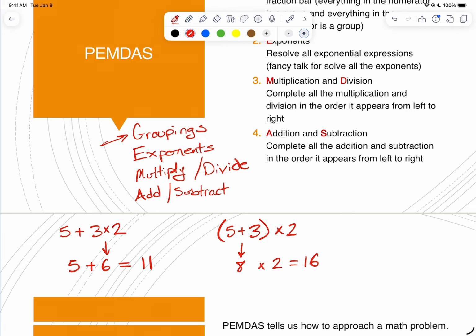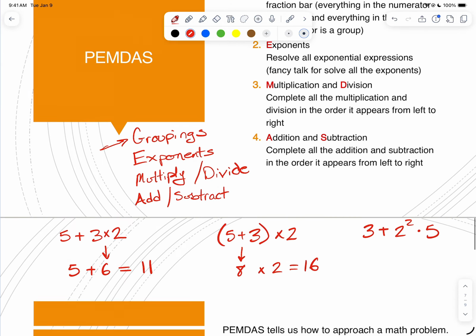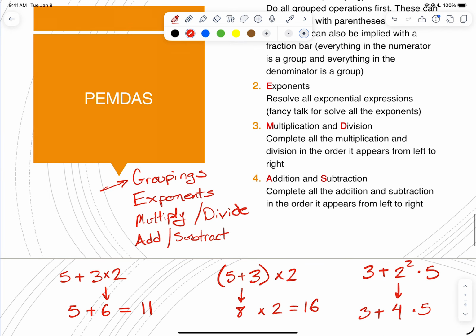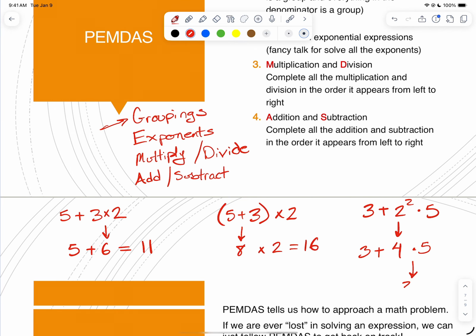Let's do another one. Let's do it more complicated. Let's say we had 3 plus 2 squared times 5, right? Let's go through our hierarchy. There's no parentheses, we're good. Exponents, we do have exponents, so we're going to do that first. 2 squared is 4. And then we're just going to rewrite everything else. 3 plus 4 times 5. And then here we have multiplication and division, so we're going to do that first. 4 times 5 is 20. And we have 3 plus 20, which equals 23.